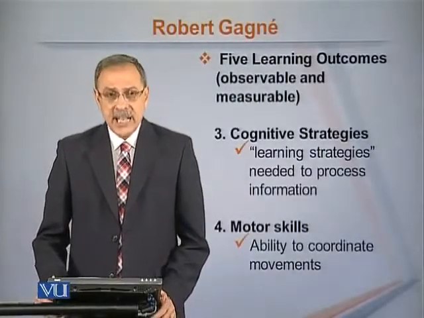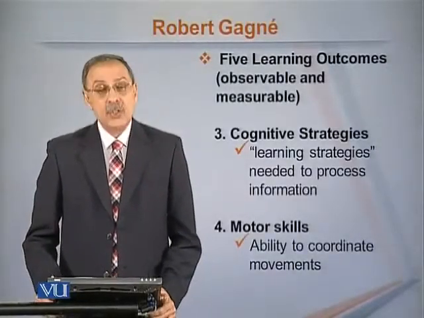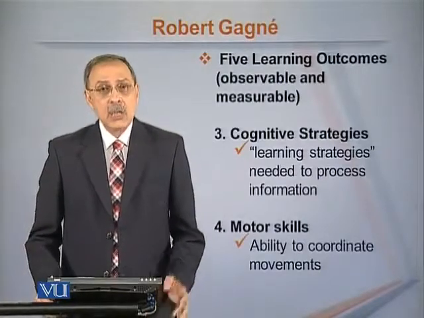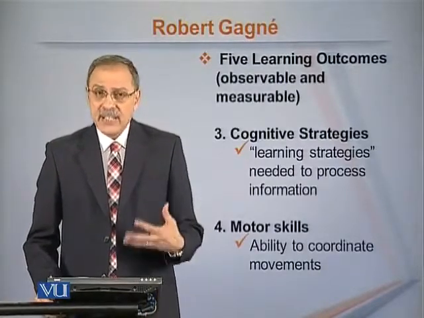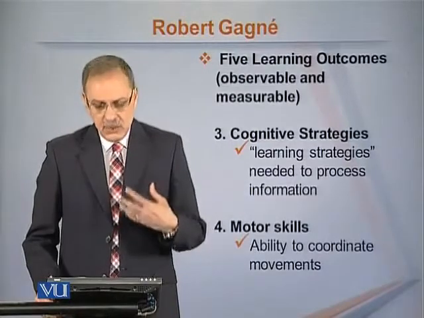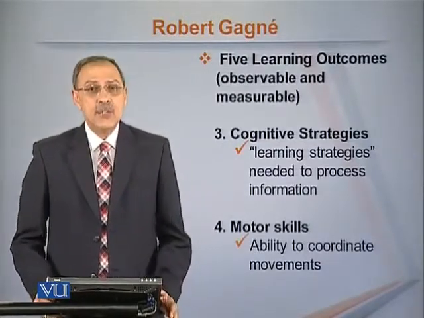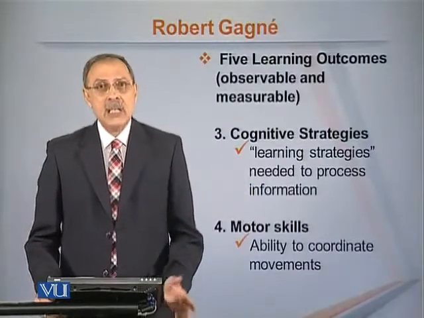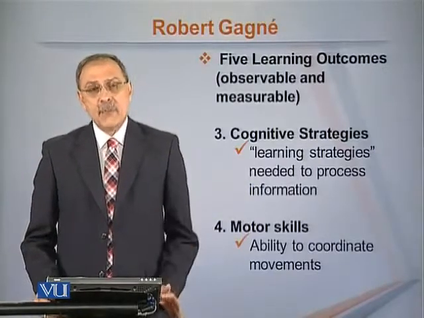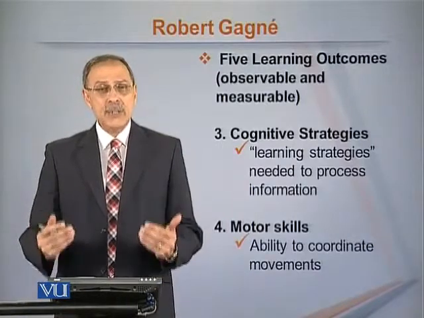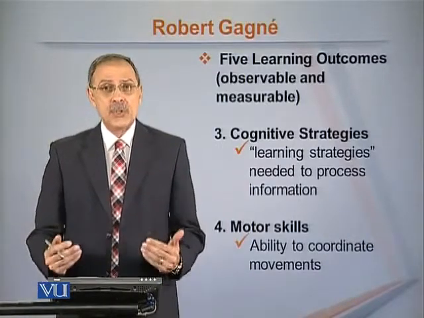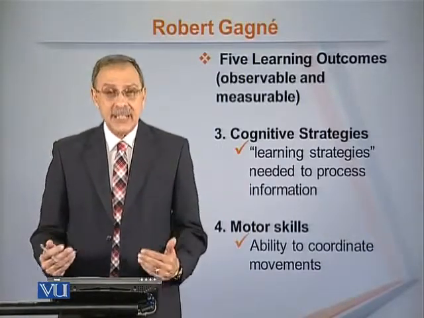The third learning outcome, according to Gagne, is cognitive strategies. And cognition has to do with thinking. So these are thinking strategies. They're simply learning strategies needed to process information. So the teacher has given you the information. How are you, as the young adult or the student, going to learn it?